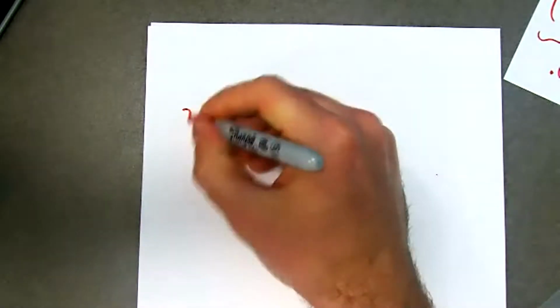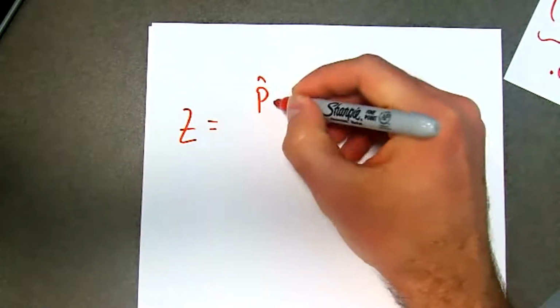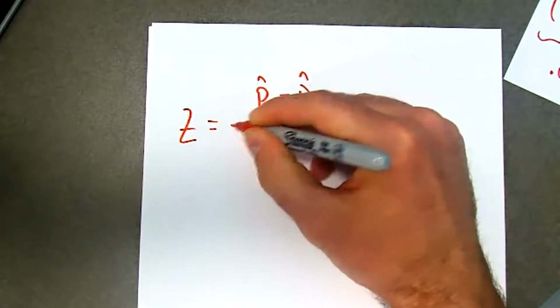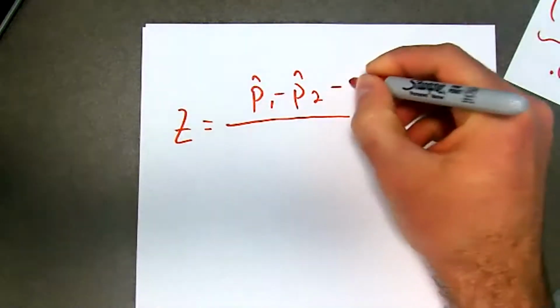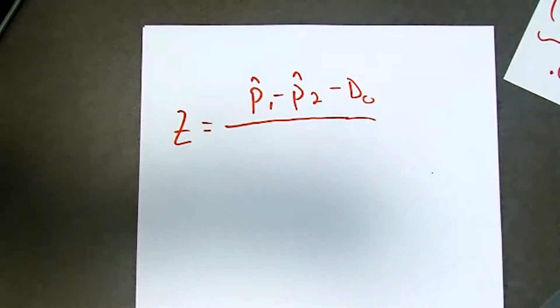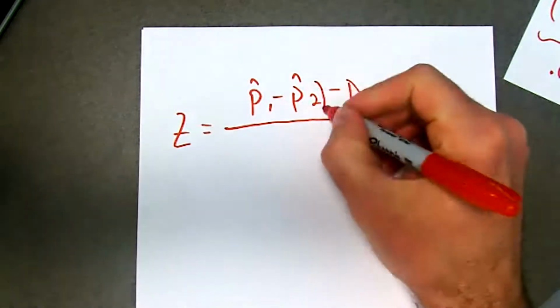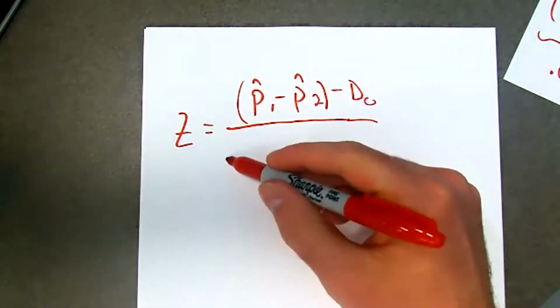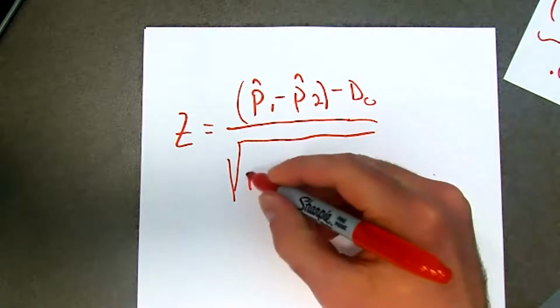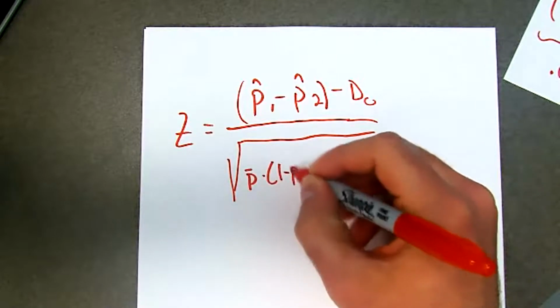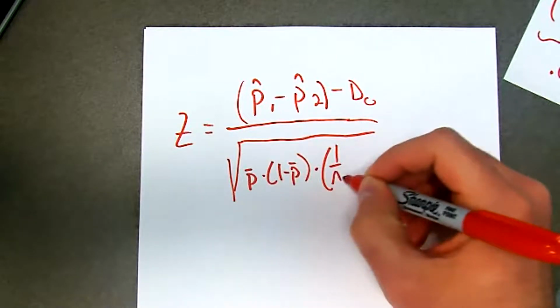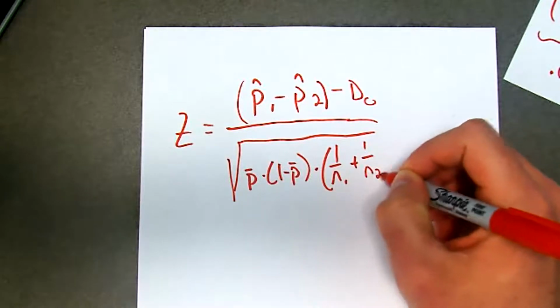Now, one thing that I want to point out is, when I'm looking at that test statistic equation, because I've simplified these for us, technically we should be subtracting the assumed true difference here. And then we had what? The square root of P bar times 1 minus P bar times 1 over N1 plus 1 over N2.